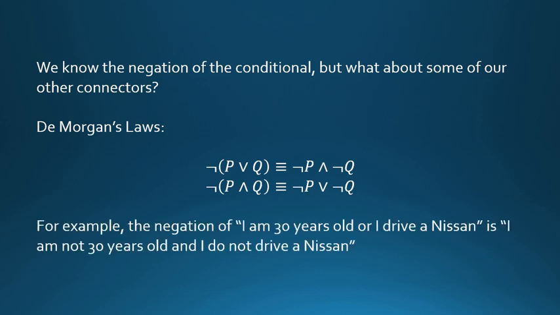For example, taking those logical forms and putting it into a sentence, the negation of I am 30 years old or I drive a Nissan is I am not 30 years old and I do not drive a Nissan. So if you negate an or, it becomes an and. If you negate an and, then it becomes an or.